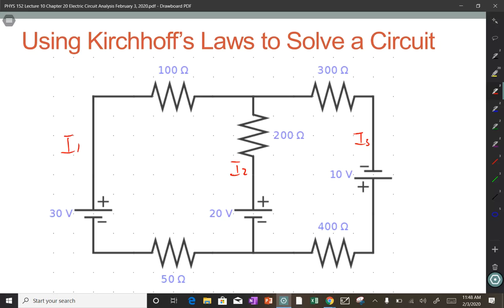Okay. So make sure you select some current. At least I know it's 1, 2. So at node A, you have I1, I2, so it's I1 plus I2 minus I3. Then loop 1, so you start here, you go up 30, and then for this you're going down 100 times I1. Is it positive or negative? This is going up.